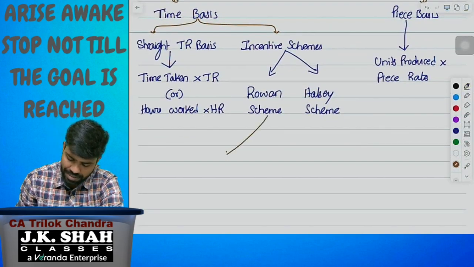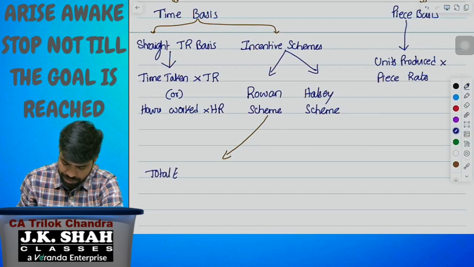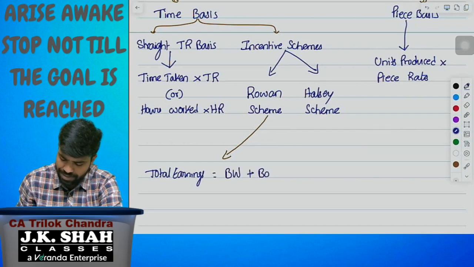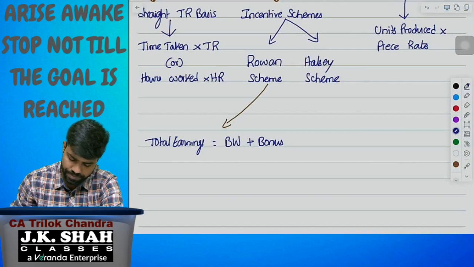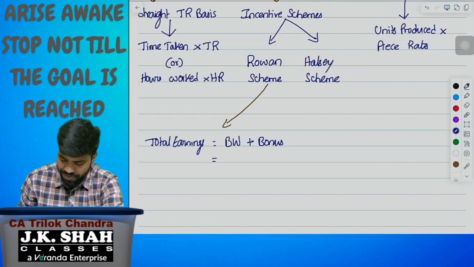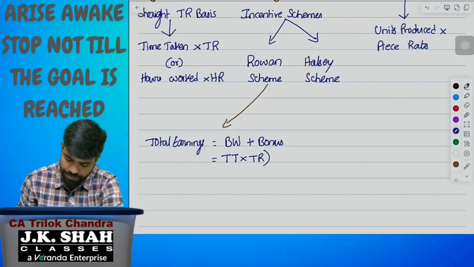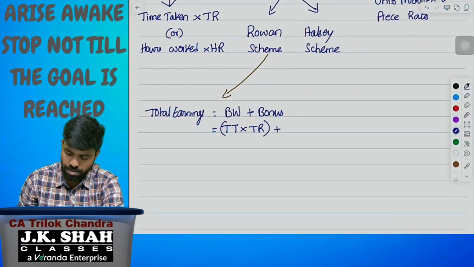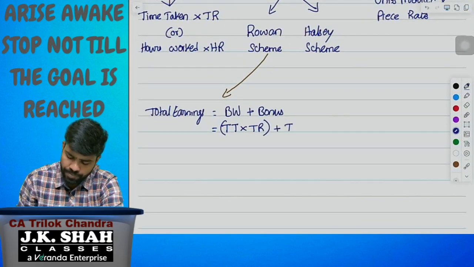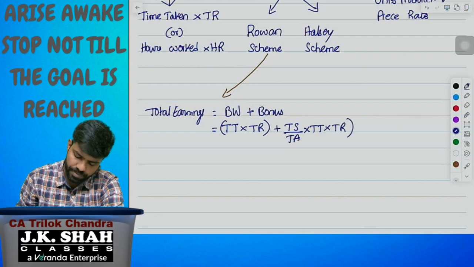According to Rowan scheme, total earnings equals basic wages plus bonus. Basic wages is time taken into time rate, plus bonus. Bonus formula: time saved divided by time allowed, into time taken, into time rate. This is the bonus formula.